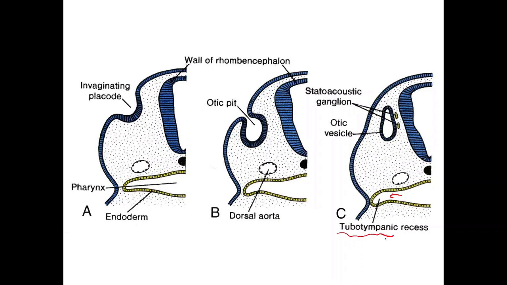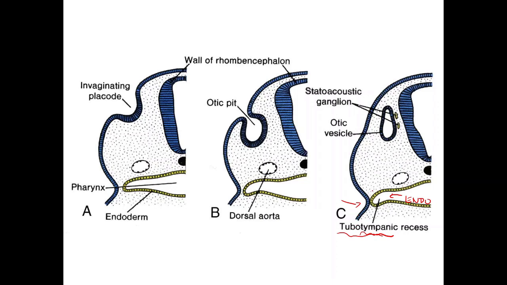Tubotympanic recess, which will transform into, like this name is telling you what it will transform into. It will transform into the tympanic cavity and the eustachian tube, the auditory tube, actually. So from the first pharyngeal pouch, which is covered with endoderm, we will form the tympanic cavity and eustachian tube. From the first pharyngeal cleft, we will form the external ear.